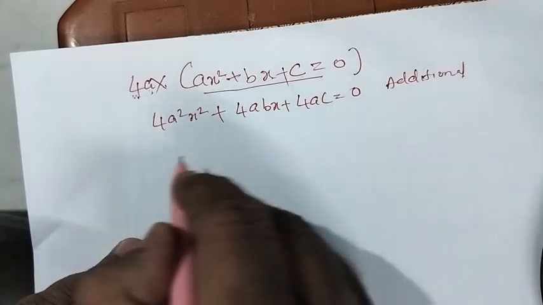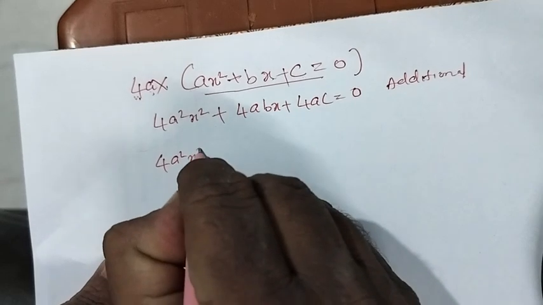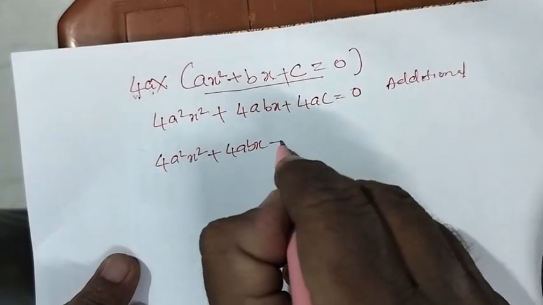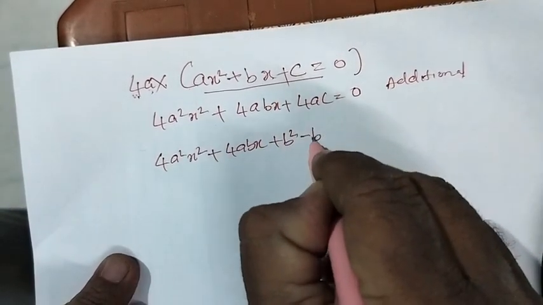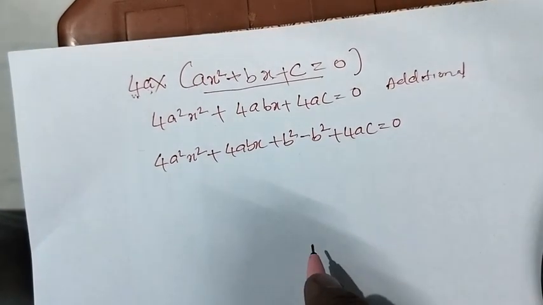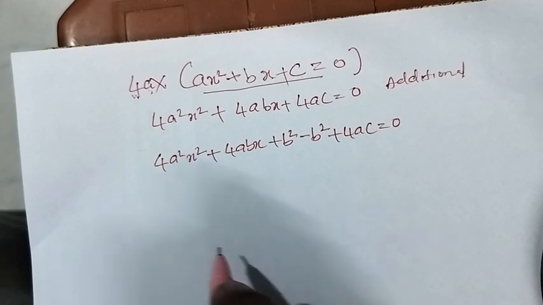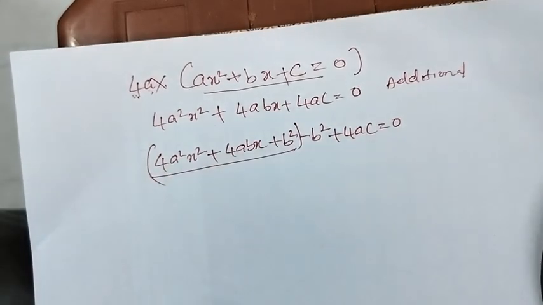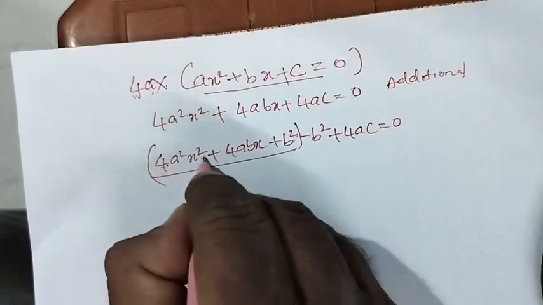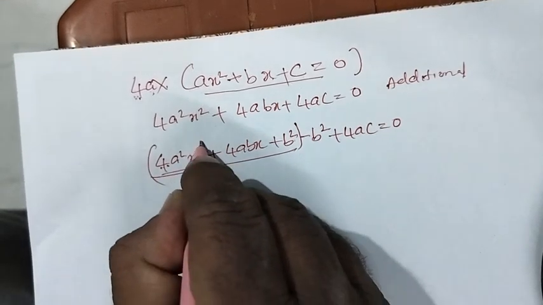Now what should you do? Add b square and subtract b square. 4a square x square plus 4abx plus b square minus b square plus 4ac is equal to 0. The very important thing we need to do here is make it a perfect square. The first and last terms, as usual, are absolutely perfect squares. 4 is a perfect square, and a square x square is a perfect square.